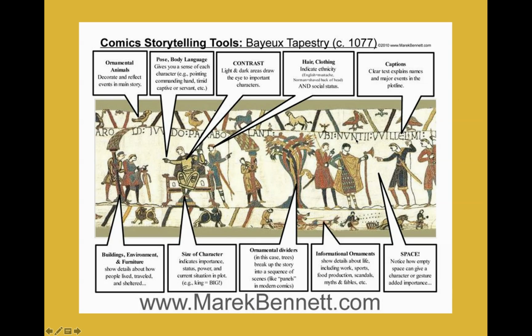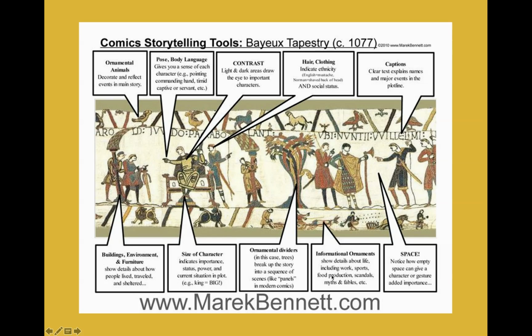We get the captions in Latin to tell us what's happening. Look there, you can even see it. It says William right there. We get environment, pieces of furniture, how they lived, stuff like that. We get the size of the character. Look how big those legs are, because we're dealing with hierarchy of scale. We get these really cool ornamental dividers that are not real things, that are meant to break up pieces of story into these little sections.